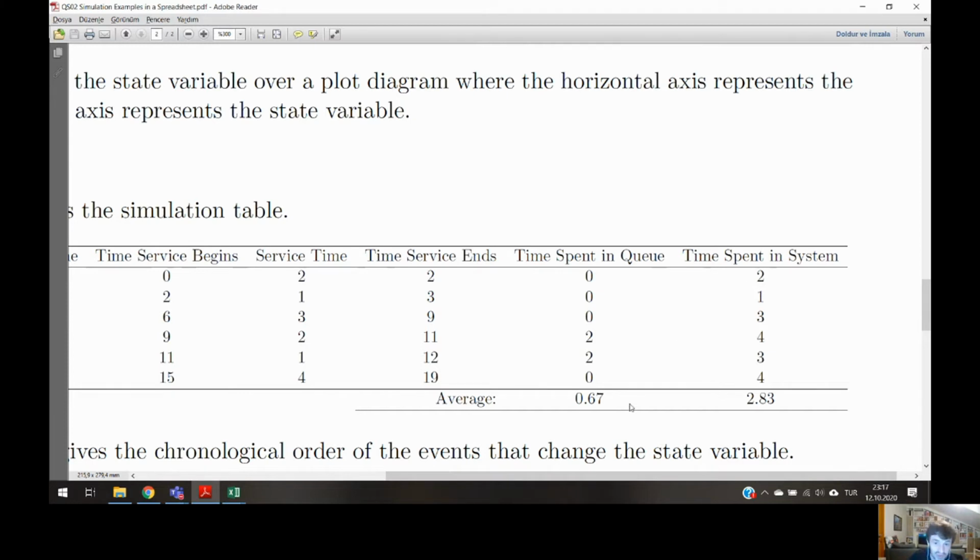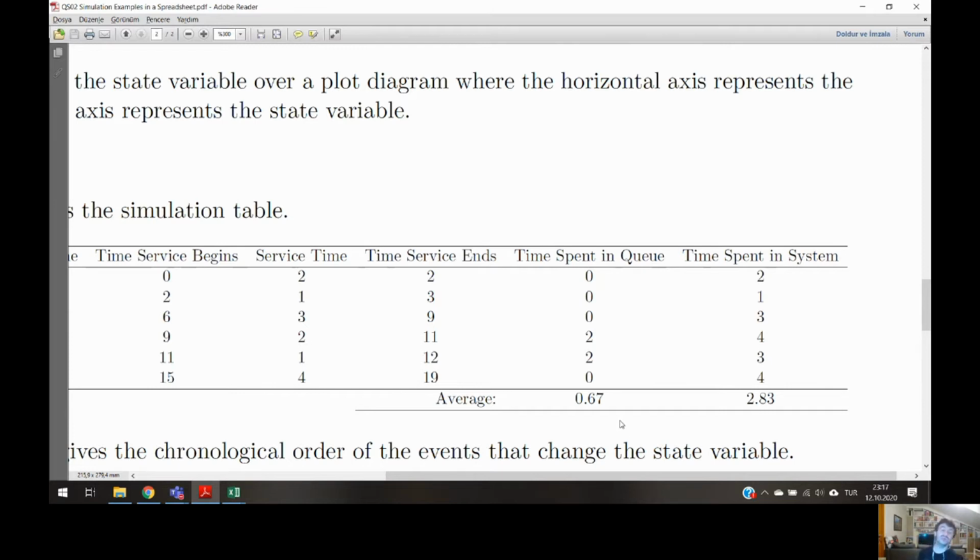Or another way is what? You can basically sum up the service time for each customer with the time spent in the queue. So this is much easier. 2 plus 0 is 2, 1 plus 0 is 1, 3 plus 0 is 3, and so on and so forth. After doing that, we are going to answer our first question by taking the average of the time spent in the queue by all customers and the time spent in the system by all customers.